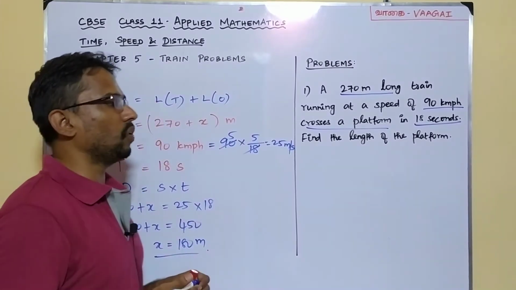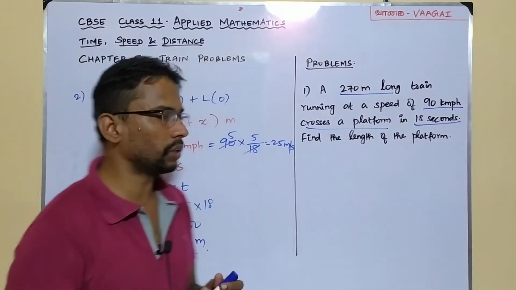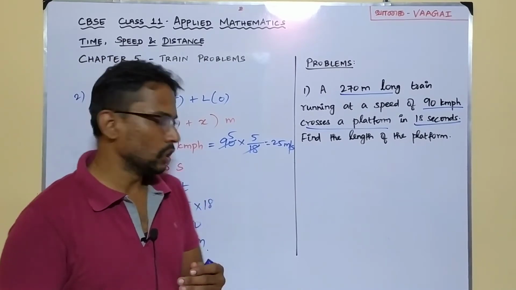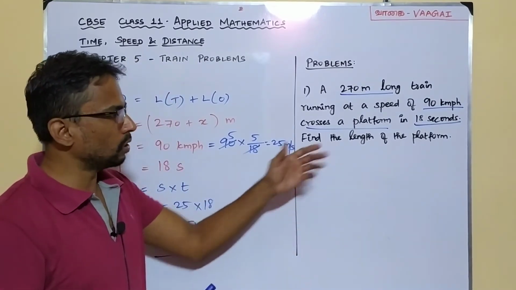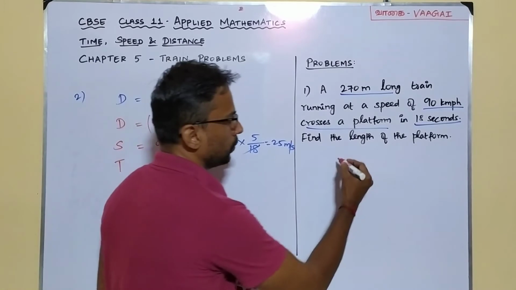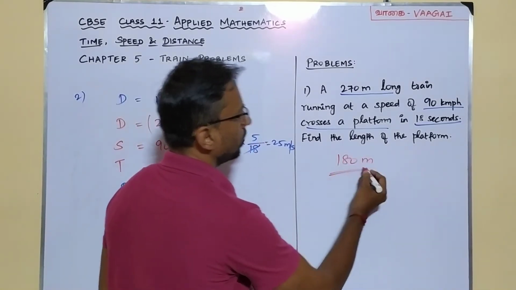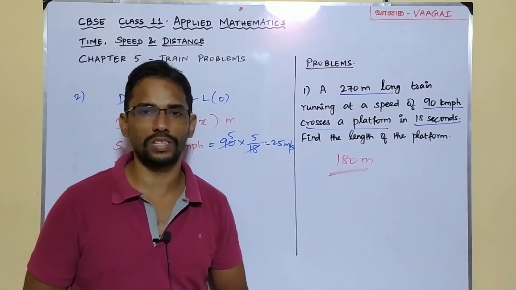So what is x for us? x is nothing but the length of the platform. That's how we have assumed it, right? So in that case we have solved for x. So what is the length of the platform? The length of the platform is going to be 180 meters, and that's the answer for our first question.